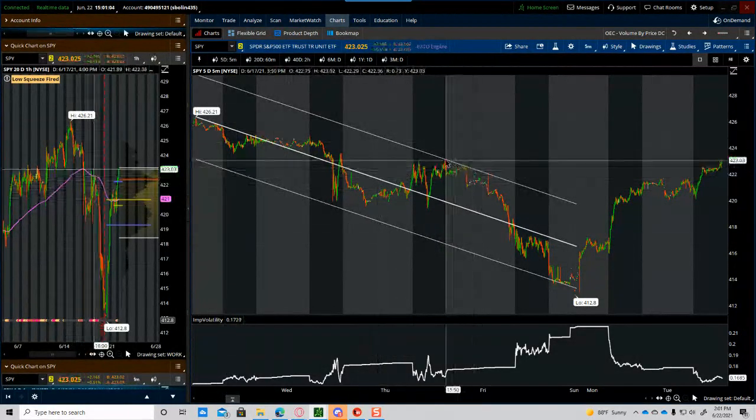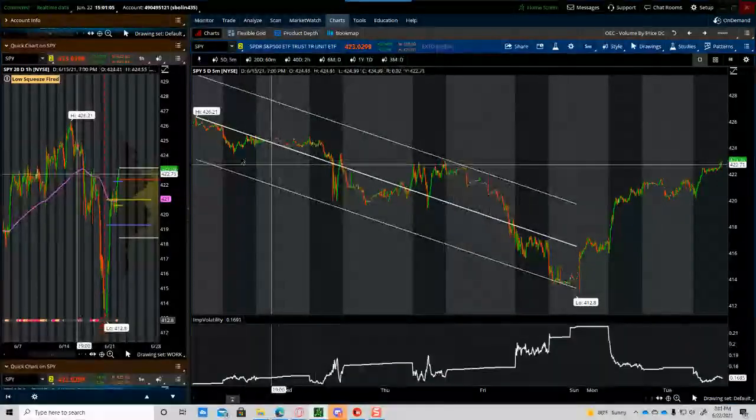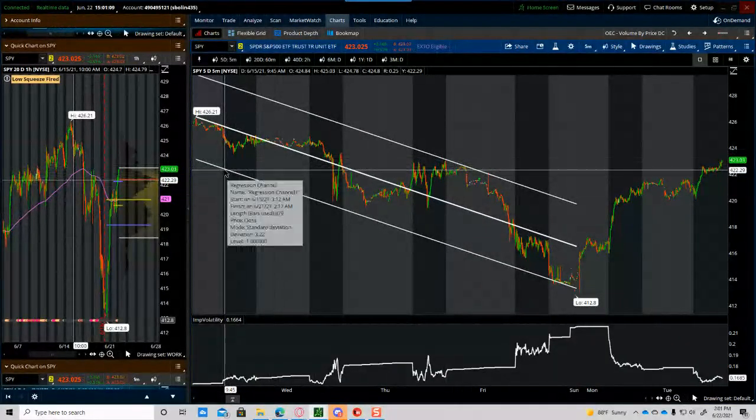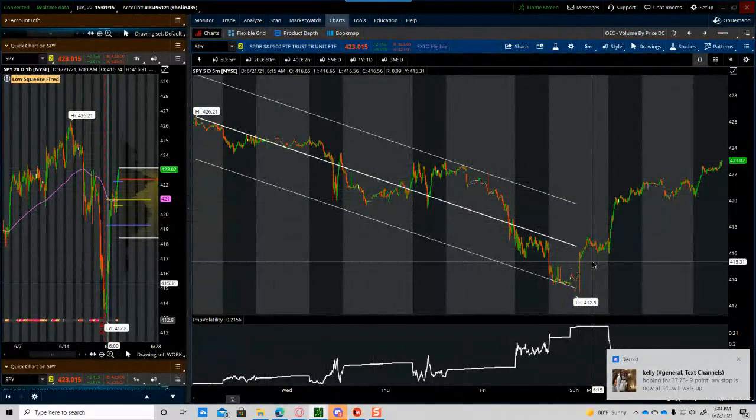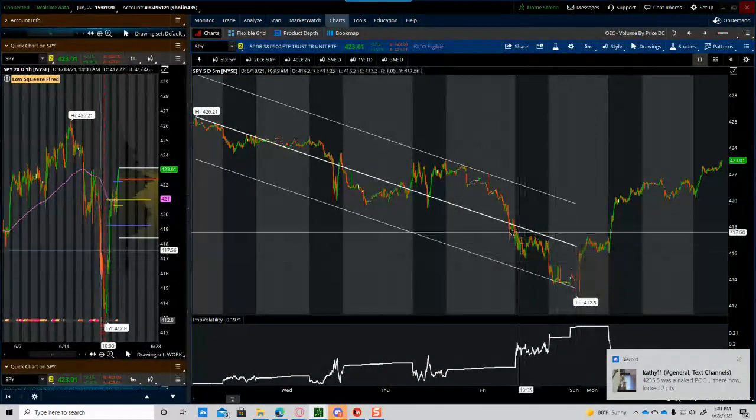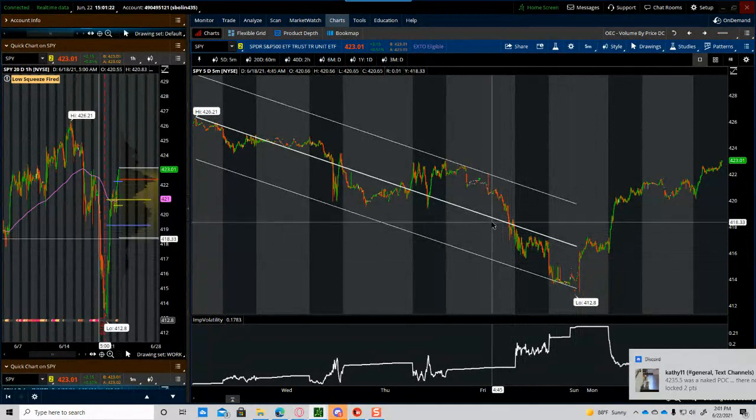This channel defines the edges and says you should not go below this point more than 30% of the time. You should stay in this box 70% of the time. So that's good to know. And we can always do that measurement on any time frame, on any market. We can always find a regression.